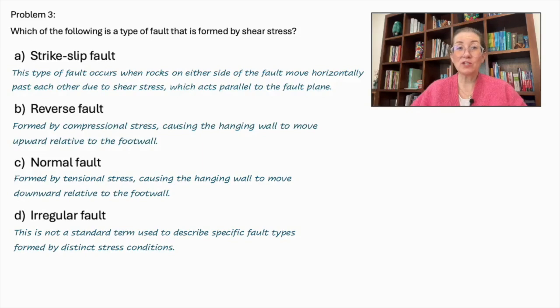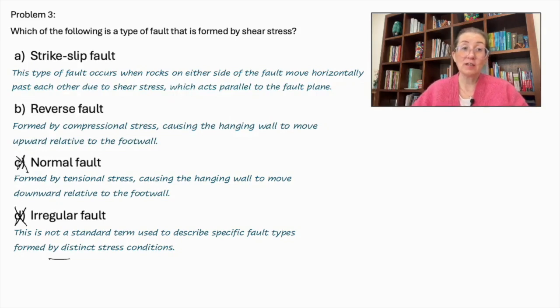Problem number 3. Which of the following is a type of fault that is formed by shear stress? Strike slip fault, reverse fault, normal fault, or irregular fault? Beginning here, irregular fault. This is not a standard term used to describe specific fault types formed by distinct stress conditions, so we can eliminate that. Normal fault. These are formed by tensional stress causing the hanging wall to move downward relative to the foot wall, and not the correct answer.